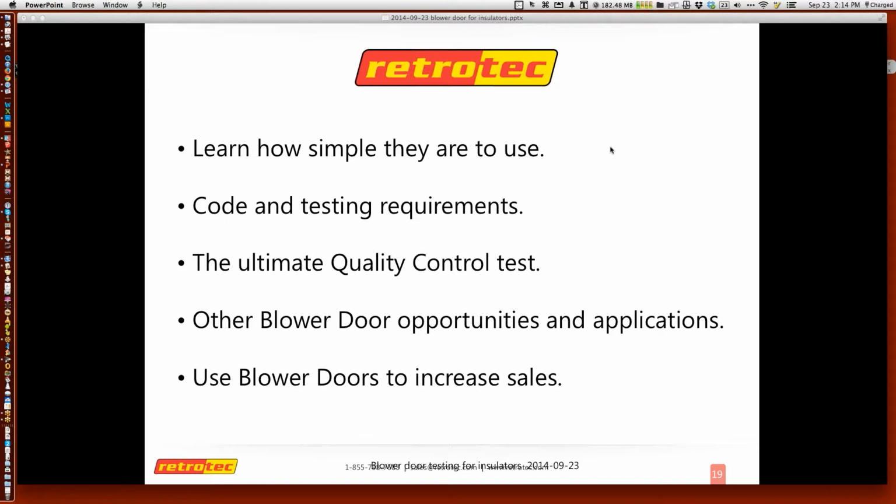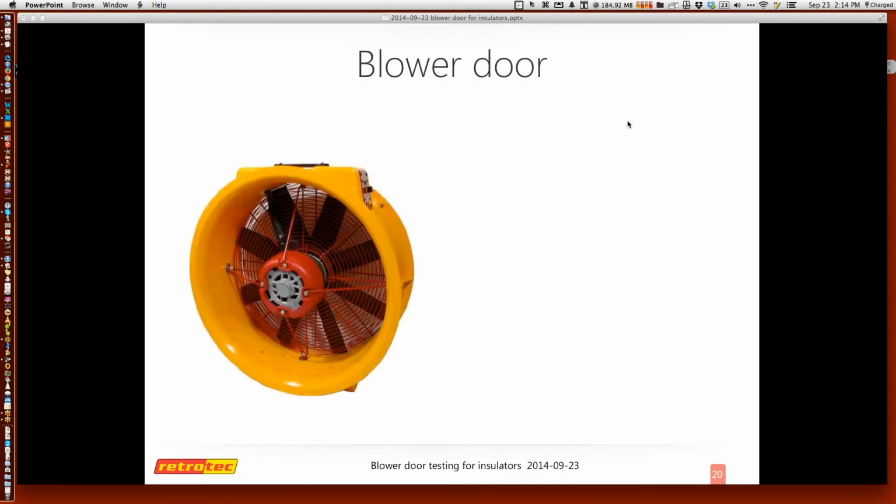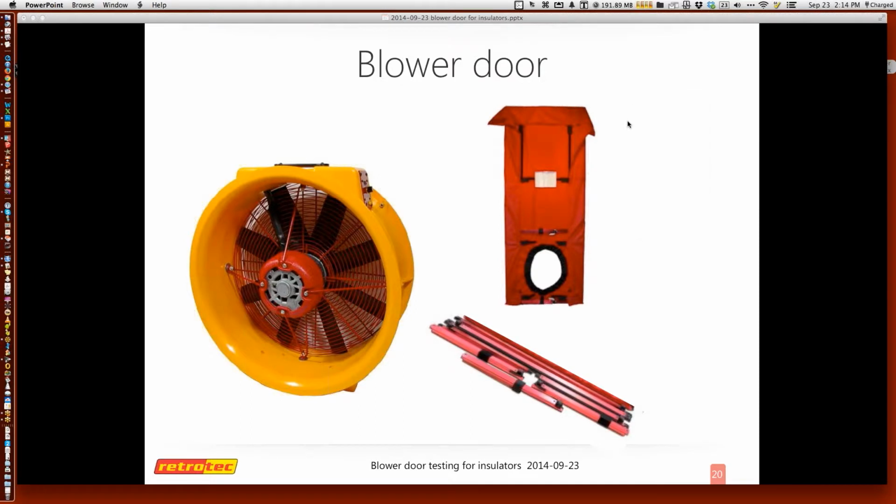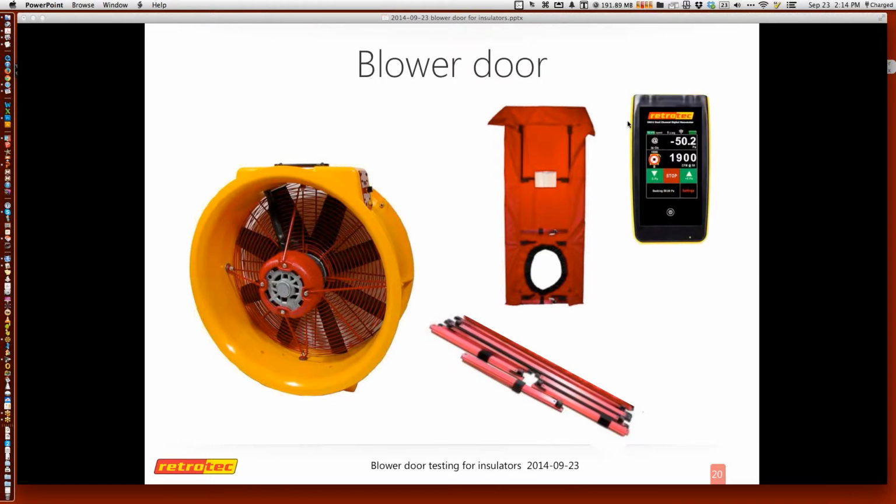And in general, hopefully you'll see ways that the blower door can be used to increase your sales, from either marketing or showing what you do for other contractors, adding more services to contractors. One of the things I did notice at the ACAA conference was a variety of people that also do closet installations or other similar things for contractors.